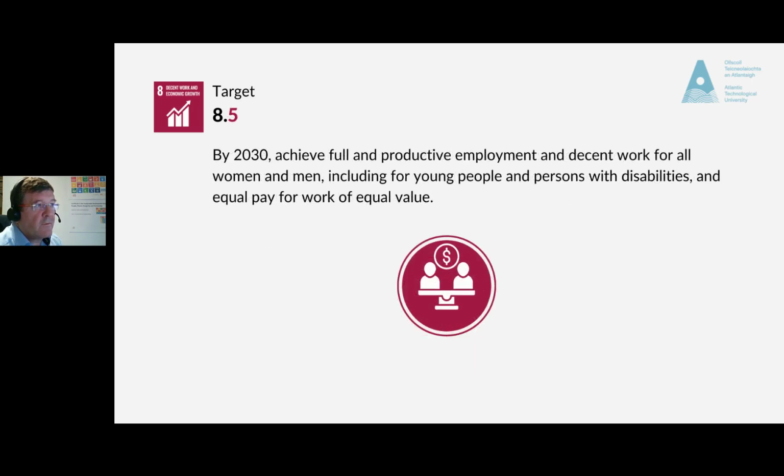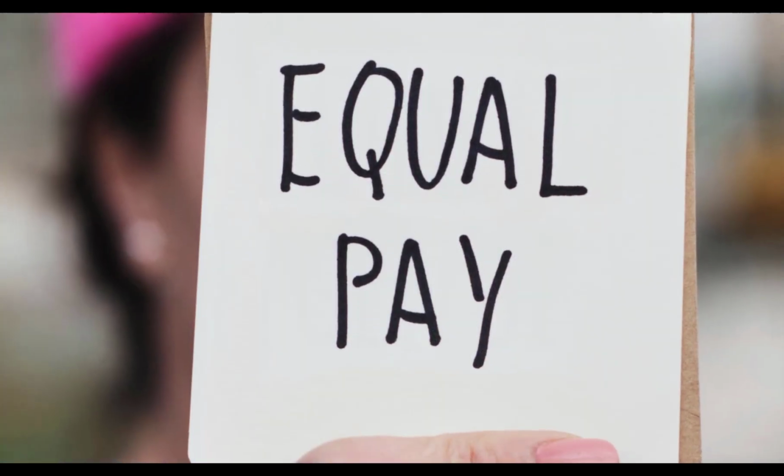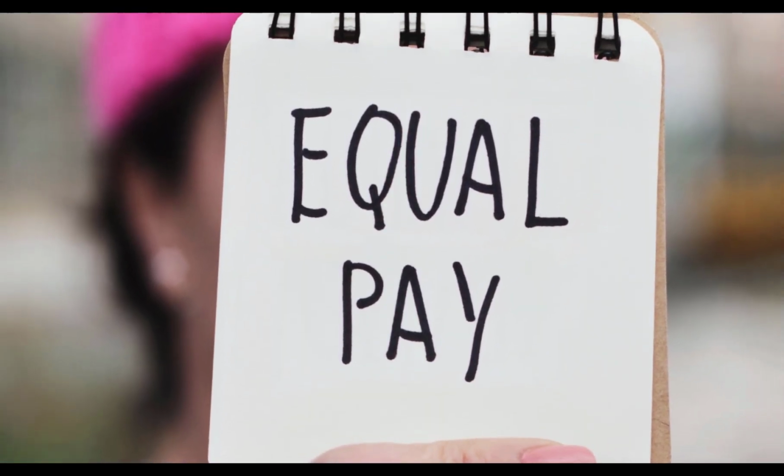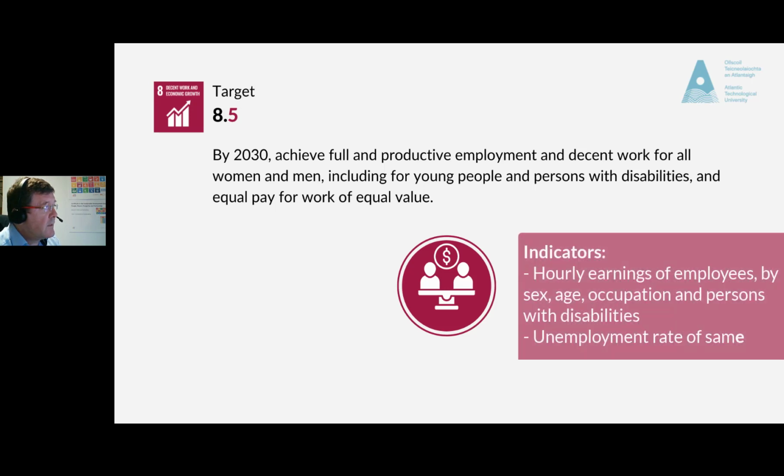Target 8.5. By 2030, achieve full and productive employment and decent work for all women and men, including for young people and persons with disabilities, and equal pay for work of equal value. What an important and fundamental goal that is. Are persons with disabilities well represented in the Irish workforce? The indicator for this target are the average hourly earnings of employees by sex, age, occupation, and persons with disabilities.